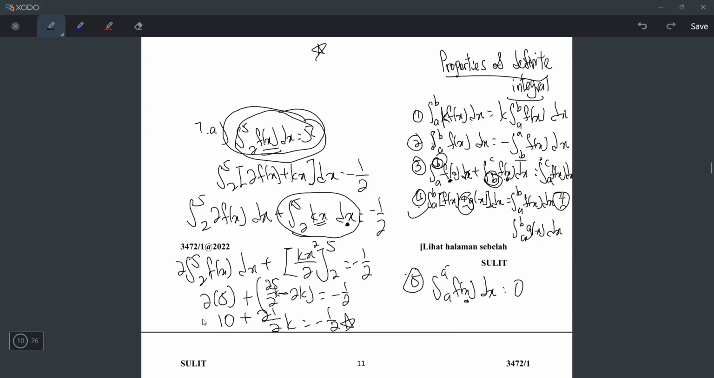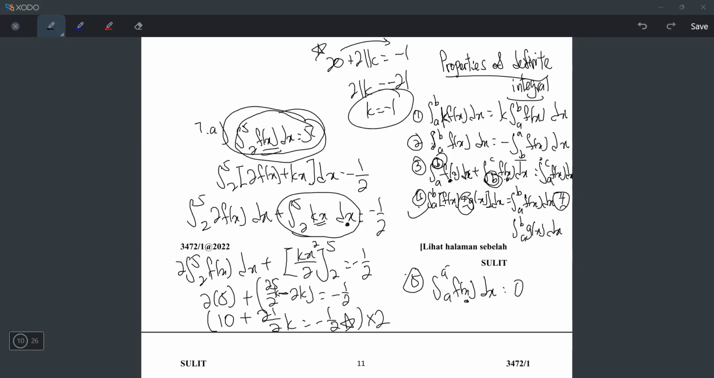Since there is a fraction, let's remove the fraction. How to remove it? Everything times 2. 10 times 2, 20. And then 21 over 2 k times 2, just 21k, because the 2 and 2 can cancel. And then negative 1 over 2 times 2, 2 and 2 cancel, left with negative 1. So 21k equals negative 1 minus 20. Negative 1 minus 20 is negative 21. k equals negative 1. So this is your final answer, right?